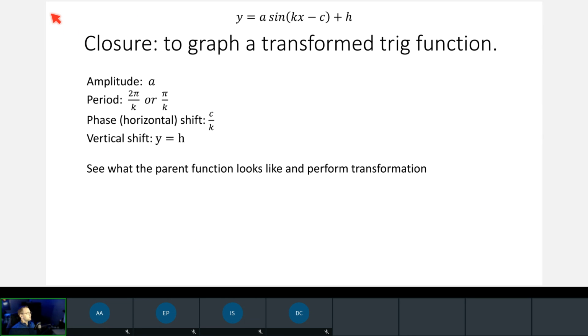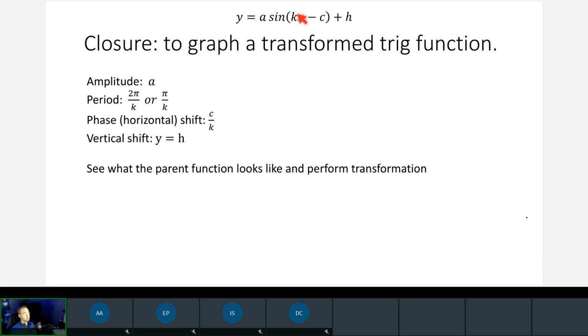All right, so just a little closure, kind of final thoughts. Remember, your amplitude is the variable A. That's in front. So here's the general form for the sine equation. Your period for sine is 2 pi over k. If it was tangent or cotangent, it would be pi over k. So that's important to remember.